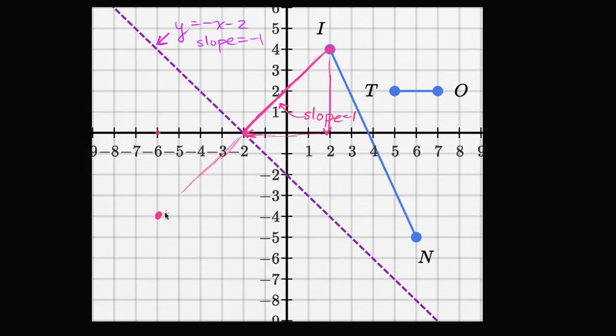So we end up at the point, this is x equals negative 6, y is equal to negative 4. So this point corresponds to this point right over there. Now let's do the same thing. Let's do the same thing for point N.